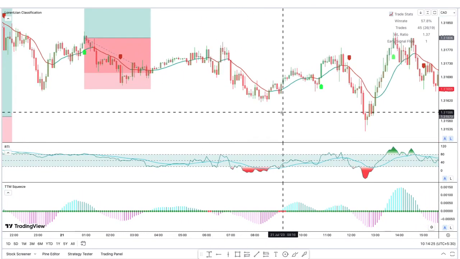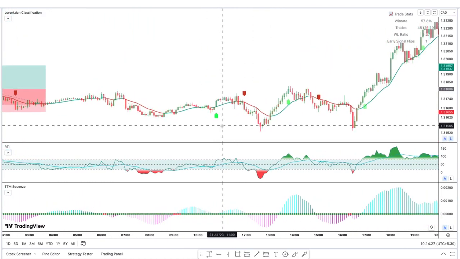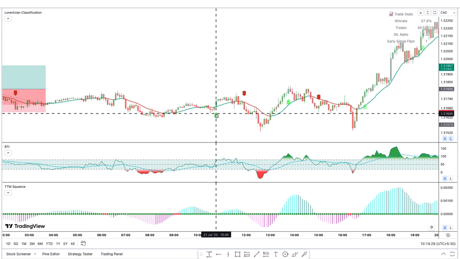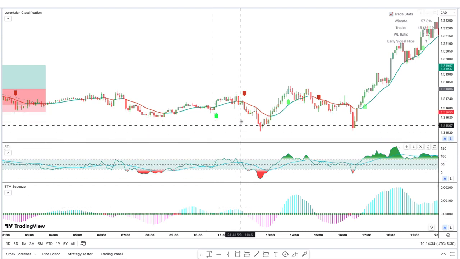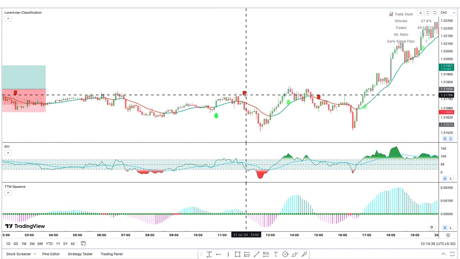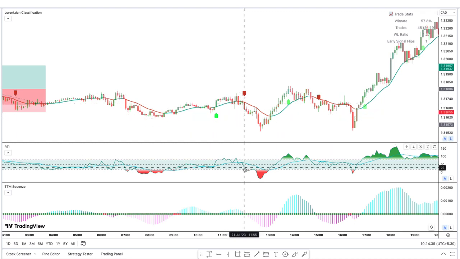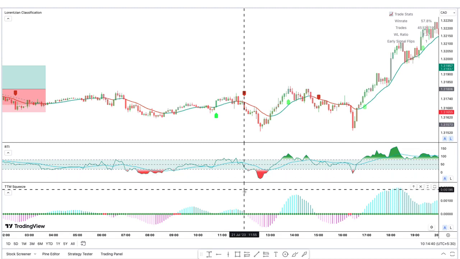Moving on the chart, we don't have any signal around here up to this point where we have a buy signal which is not confirmed by RTI. And then here we have a sell signal and, since RTI is above 50 and in TTM Squeeze, the dot is green and the histogram is also above 0.